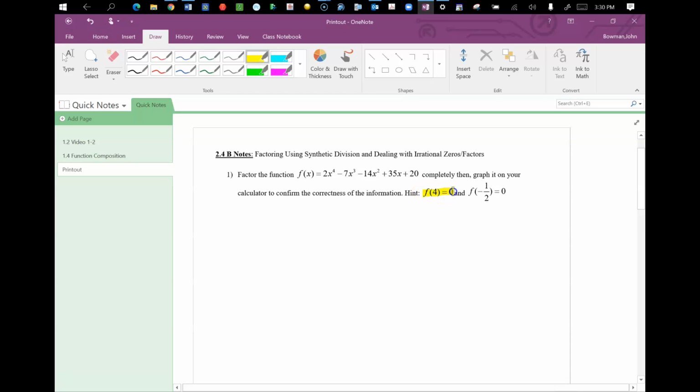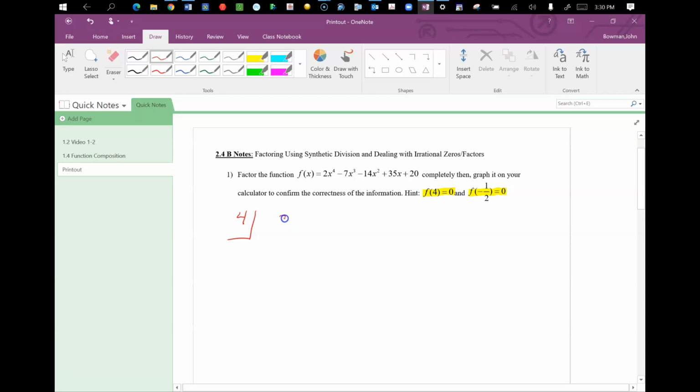We're told that f of 4 is equal to 0, which means x equals 4 is a 0 of this polynomial. And we're also told f of negative 1/2 is equal to 0, which also tells us that x equals negative 1/2 is a 0. So we'll do synthetic division twice on this fourth degree polynomial and reduce it down to a second degree polynomial, which we can either factor or use the quadratic formula on. So let's get started.